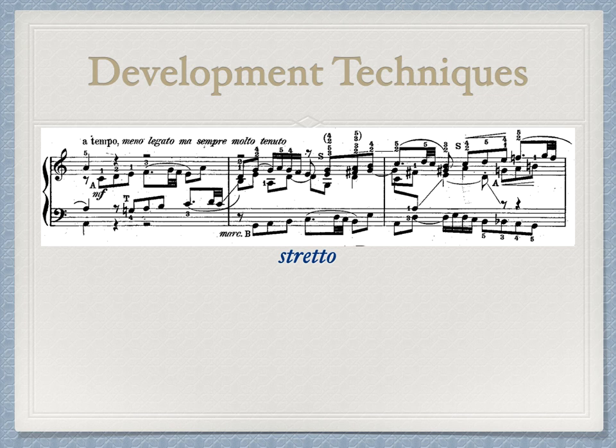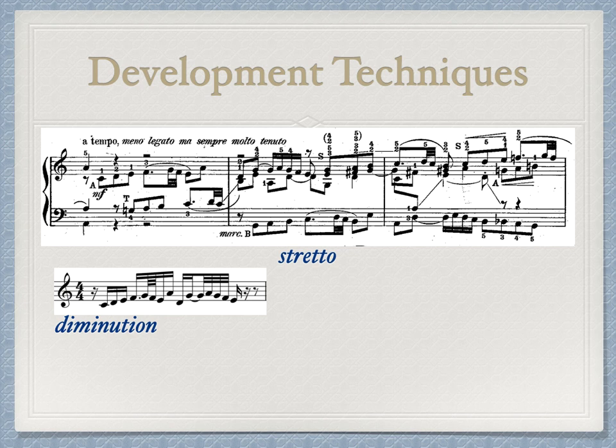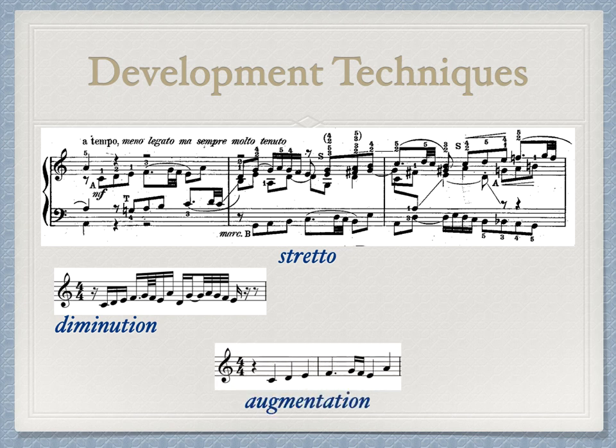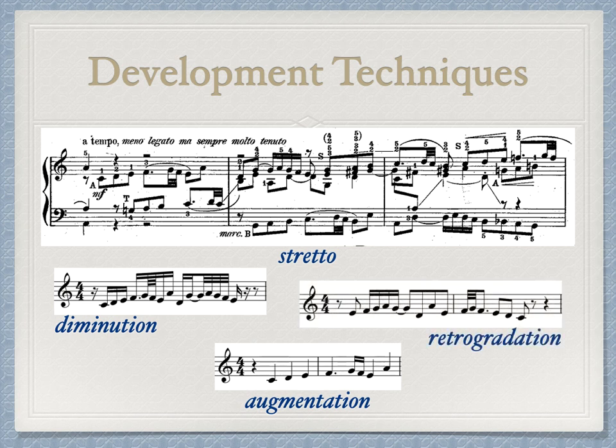Other examples of motivic manipulation can have to do with the subject itself. So we have diminution, where the rhythmic values of the subject are twice as fast. We still have the same pitches, however. Augmentation is the exact opposite, so the note values are twice as long. And finally, retrogradation, or retrograde, involves writing the subject backward, keeping the same rhythmic duration, but just going in the opposite direction. Again, lots of ways to be creative when you are writing counterpoint.